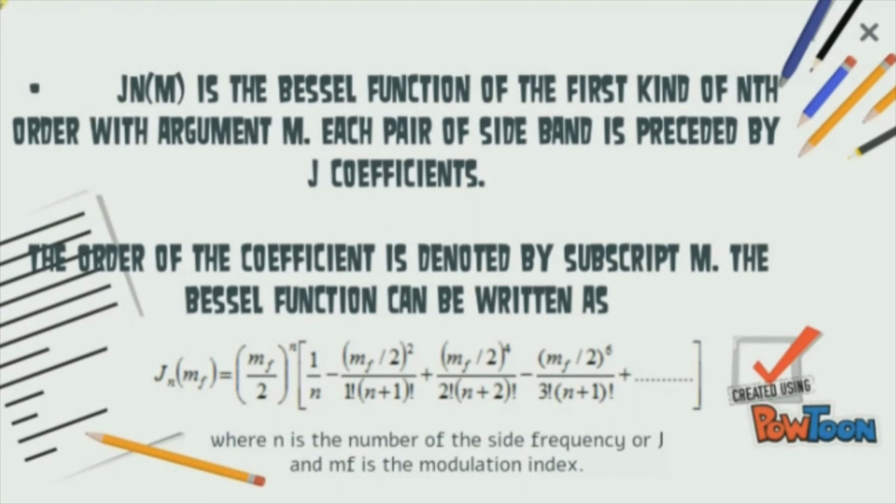Jn(m) is the Bessel function of the first kind of n number of order with argument m. Each pair of sidebands is preceded by J coefficients. The order of the coefficient is denoted by subscript n. The Bessel function can be written as the formula over here, where n is the number of the side frequency or J, and MF is the modulation index.